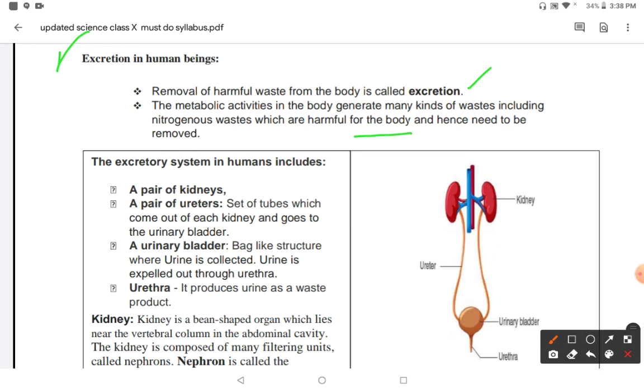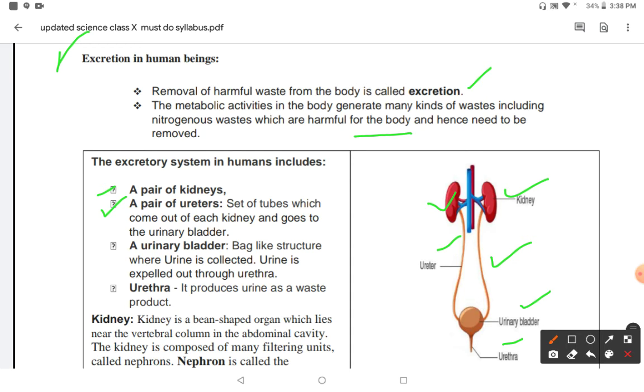The excretory system in humans includes a pair of kidneys. These are the two kidneys. A pair of ureters. This is the ureter. Two ureters are there. Urinary bladder, a bag-like structure, and urethra, the exit point. Waste product is produced like urine, and it passes out through the urethra.